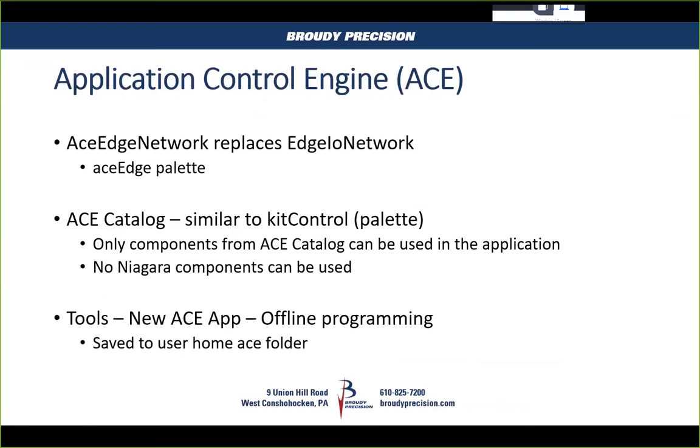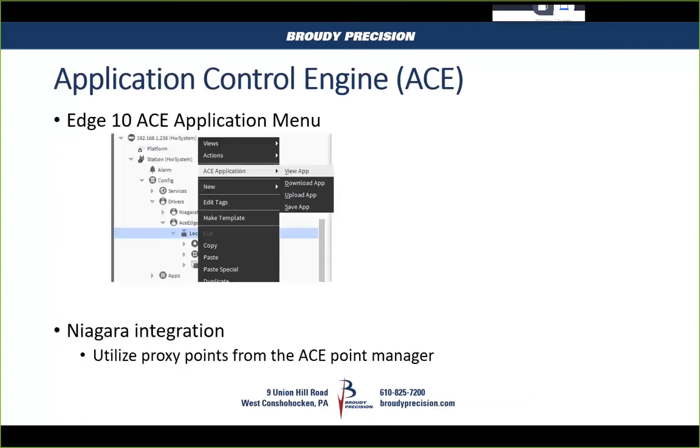And then for the tools required for programming, they have an ACE application tool that allows you to program offline, and then you can download to the Edge devices. You can upload out of the Edge devices too, but you can program offline and then push it to your devices. The ACE folder is in the user home, similar to the certificate management folder sitting there. The application menu allows you to download, upload, and save.